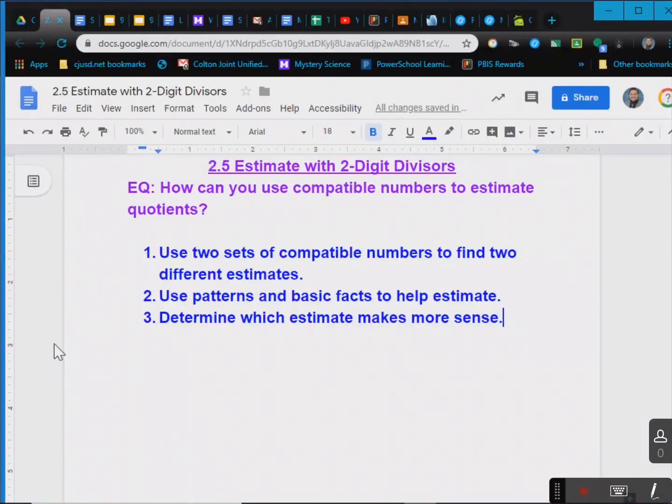We're doing 2.5, which is estimate with two digit divisors. The essential question is, how can you use compatible numbers to estimate quotients?